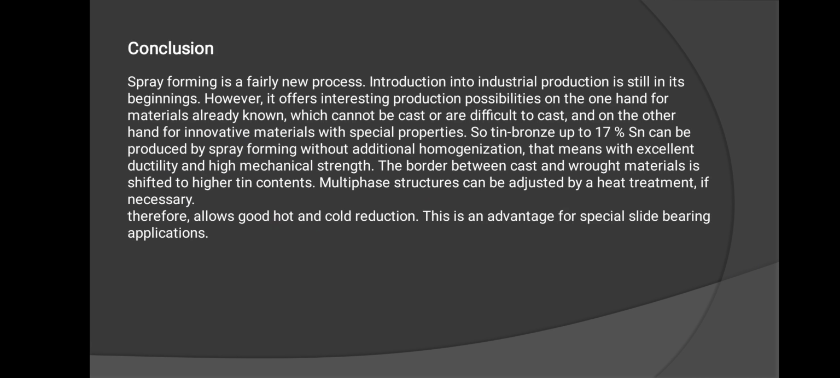So, tin bronze up to 17% Sn can be produced by spray forming without additional homogenization, that means with excellent ductility and high mechanical strength. The border between cast and wrought materials is shifted to higher tin contents. Multi-phase structures can be adjusted by heat treatment if necessary. Therefore, it allows a good hot and cold reduction. This is an option for special slide bearing applications.